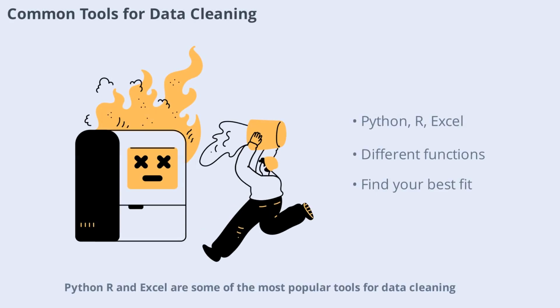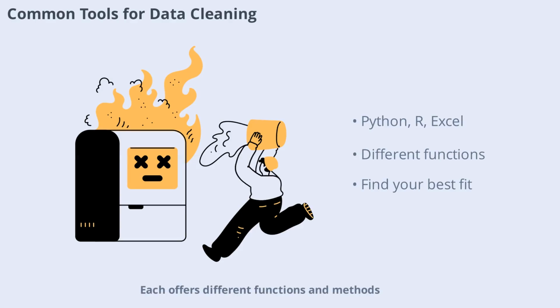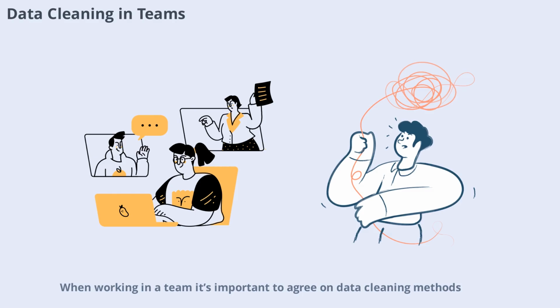Python, R, and Excel are some of the most popular tools for data cleaning. Each offers different functions and methods for handling outliers and missing values. Try exploring these tools to find the ones that fit your workflow best. When working in a team, it's important to agree on data cleaning methods. Consistency across team members ensures everyone is working with the same clean dataset, making collaboration smoother and results more reliable.